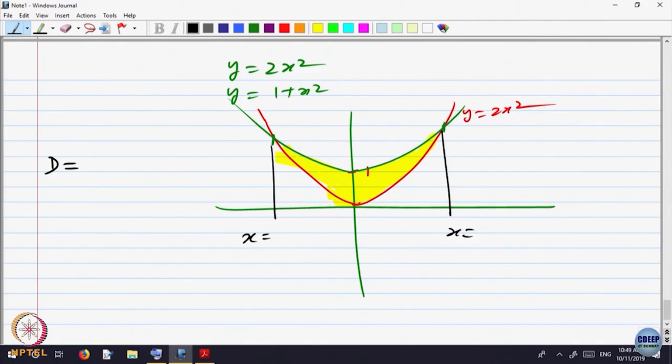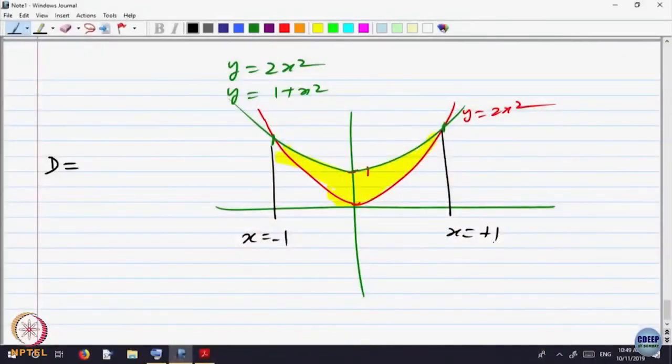What are these points? How do I find the points of intersection? 2x square equal to 1 plus x square. That means x square equal to 1, so x is equal to plus minus 1. These are the coordinates of the points of intersection, the x coordinates. So x lies between minus 1 and plus 1. And for every x, where does the y vary?